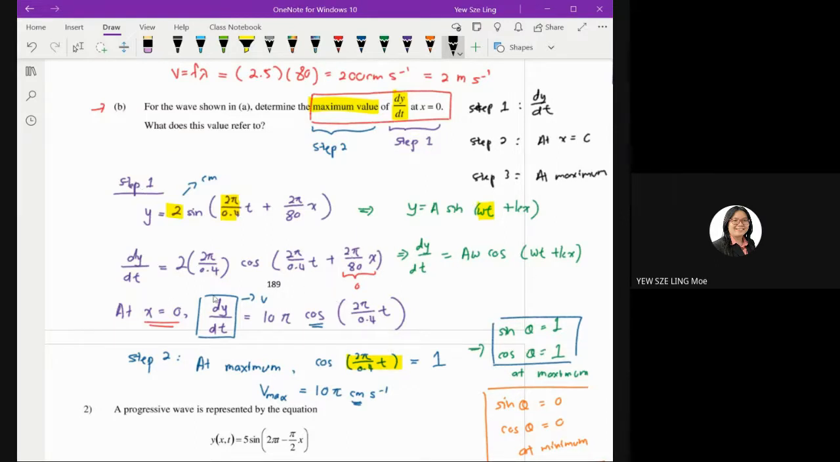And remember this value, what does this value refer to? This value refers to maximum speed of the particles, because you are looking at y. So y is all about particles. So dy over dt is the speed of particles. In the previous question, we had speed of wave. So now you see the difference. Speed of wave is just v equals to f lambda. Speed of particle is dy over dt. So 5 minutes for you to write it down before we proceed to the next questions.